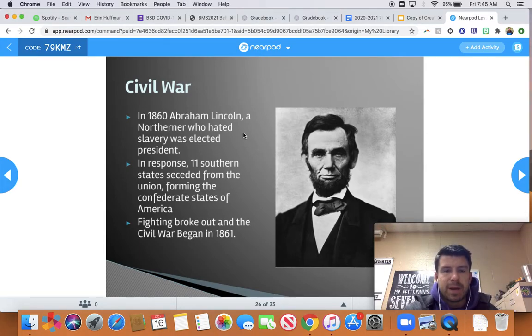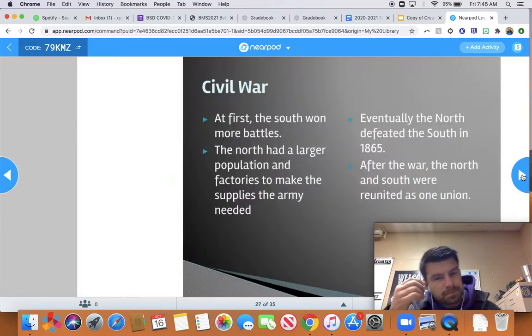So in 1860, Abraham Lincoln is a Northerner. He hated slavery. He was elected president. In response, the South is very upset. They secede. The fighting breaks out, and the Civil War begins in 1861.